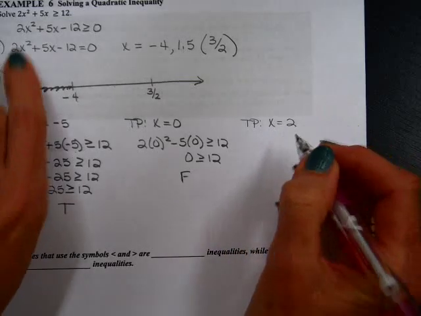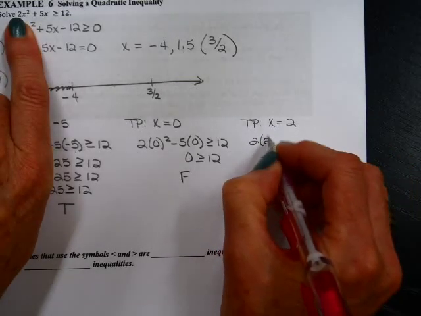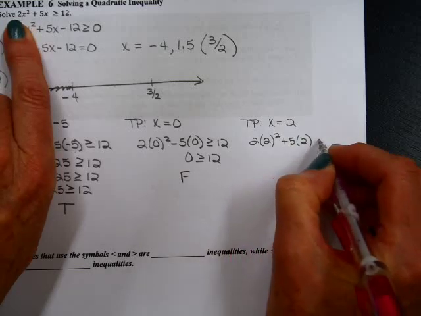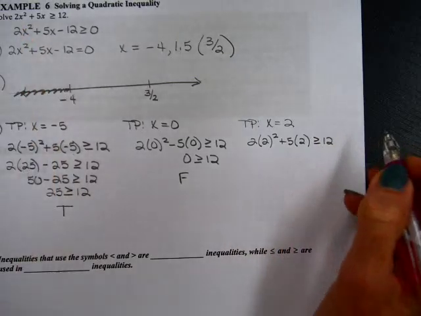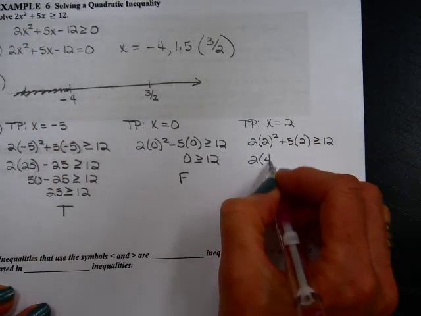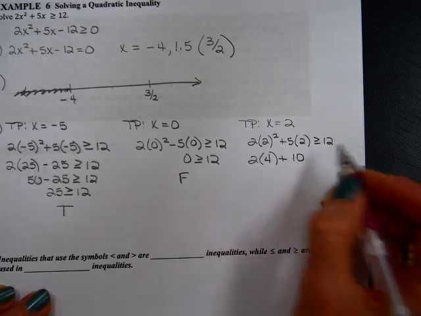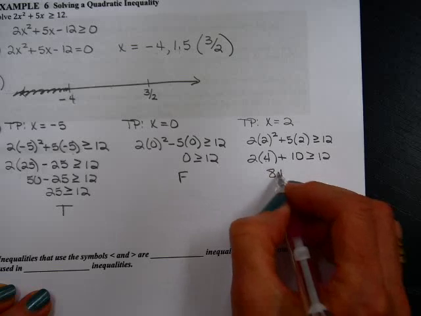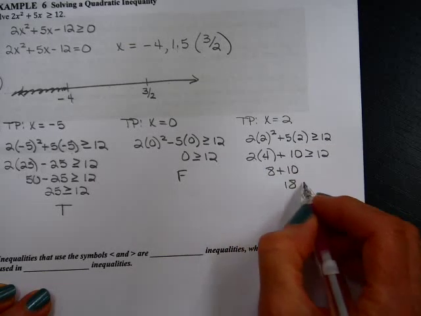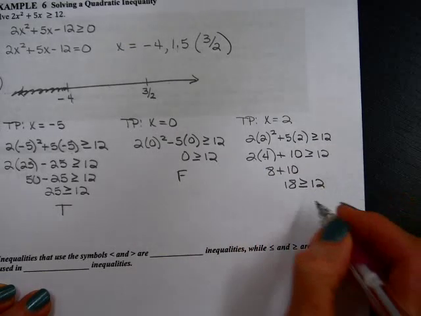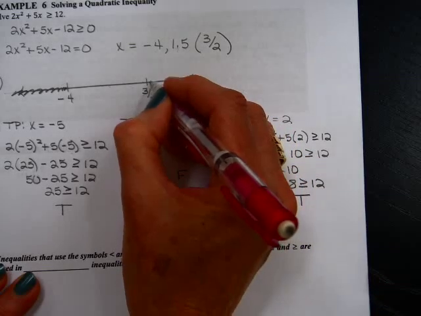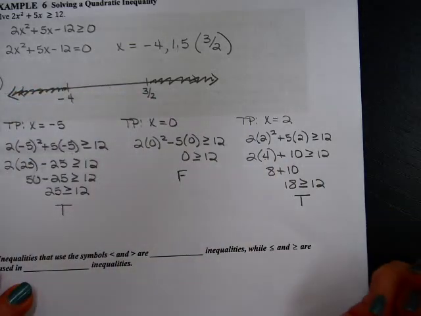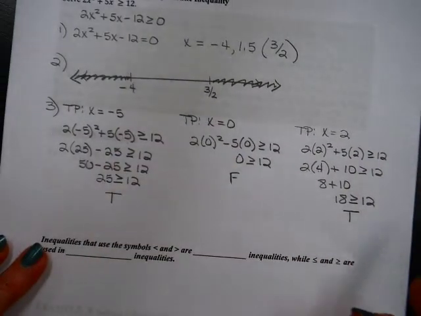If we choose 2, is 2 squared plus 5 times 2 going to be bigger than or equal to 12? This is 2 times 4 plus 10. 2 times 4 is 8. 8 plus 10 is 18. Is 18 bigger than or equal to 12? True. So these points are going to work all the way up here and all the way down here. But nothing in the middle works.